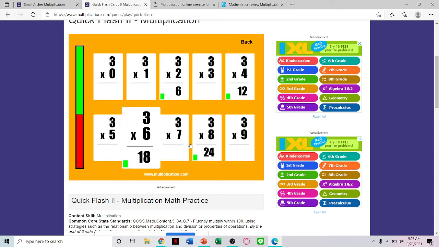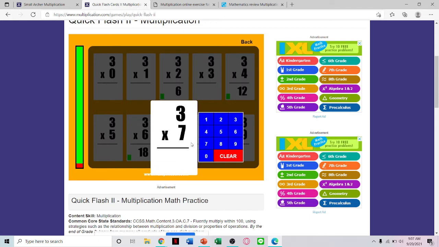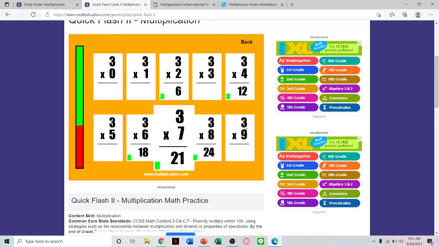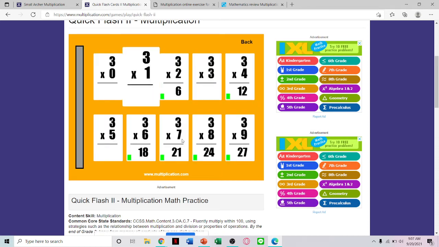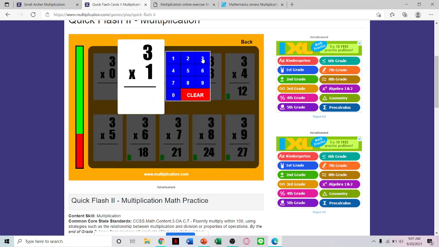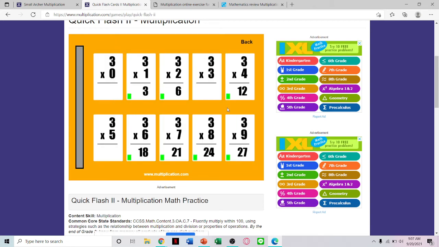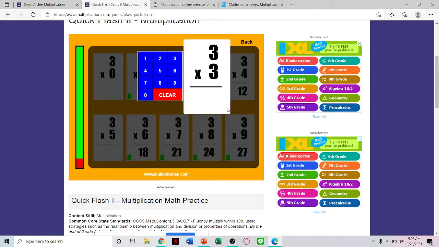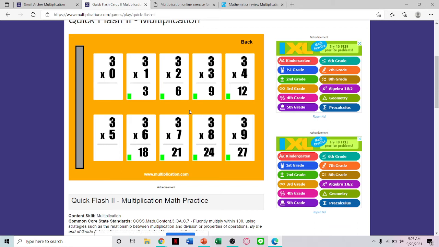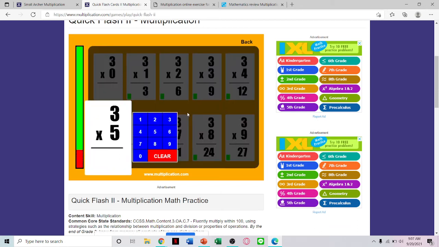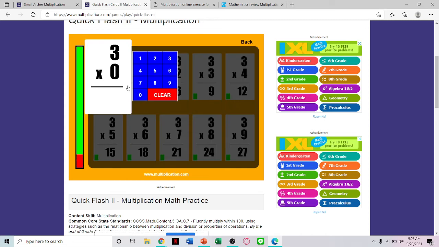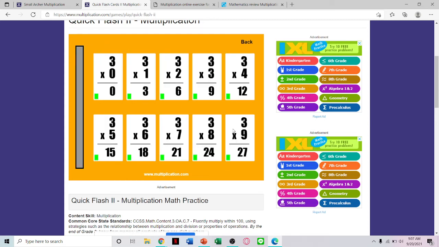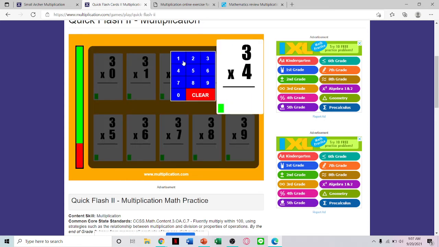Students report their scores in the multiplication game. 21. Teacher, I have taken score. 3. 9. 15. 0. Okay.